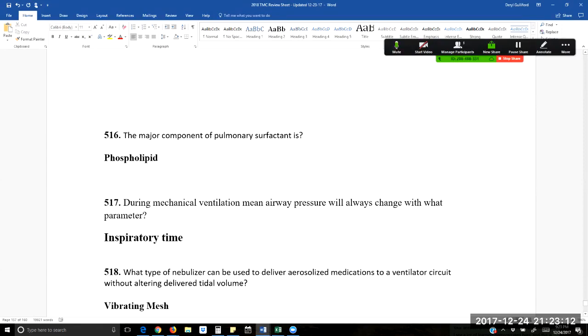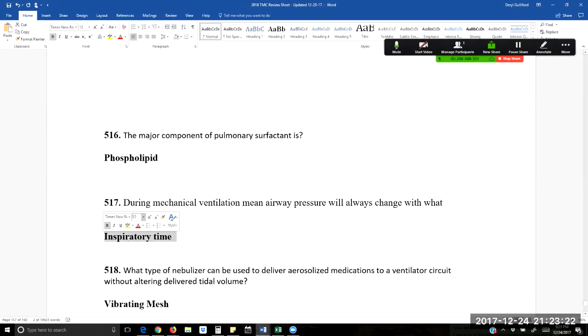During mechanical ventilation, mean airway pressure will always change with what parameter? With inspiratory time. If the patient spends more time in inspiration, then they definitely will have a higher mean airway pressure. More inspiratory time means higher mean airway pressure. More expiratory time means lower mean airway pressure.